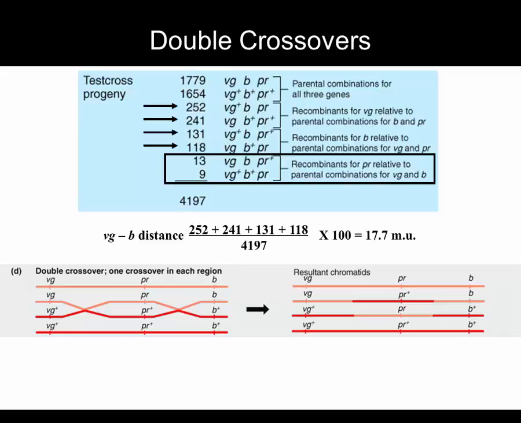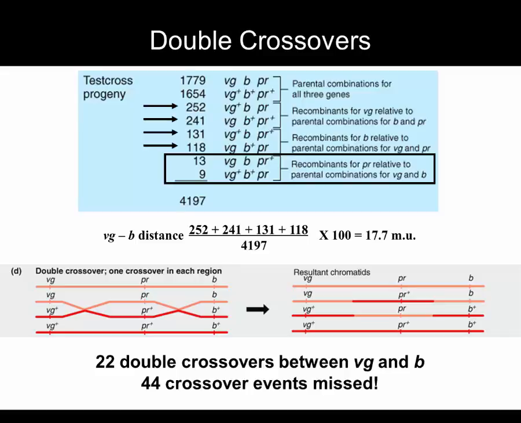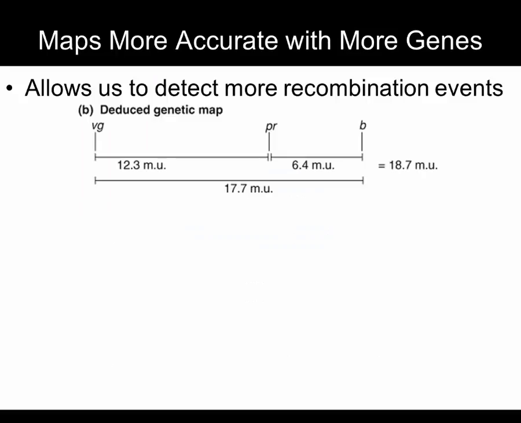Initially, we ignored these progeny because VG and B are still in coupling. But these 22 double crossovers mean there are actually 44 crossovers between VG and B that we did not account for. So if we redo the calculation to include these 44 events, we get a distance of 18.7 map units. The same thing we got from adding the distances between VG and PR and B.